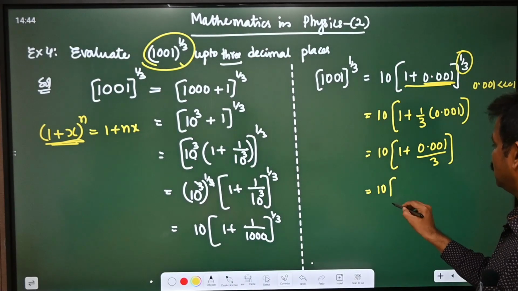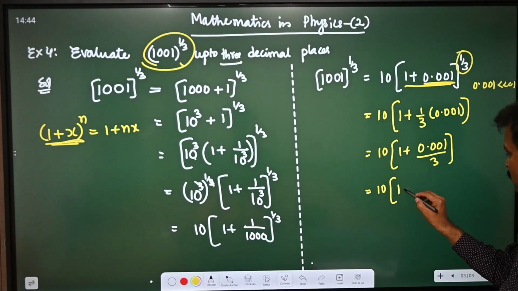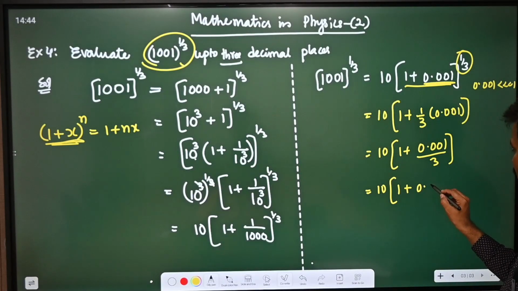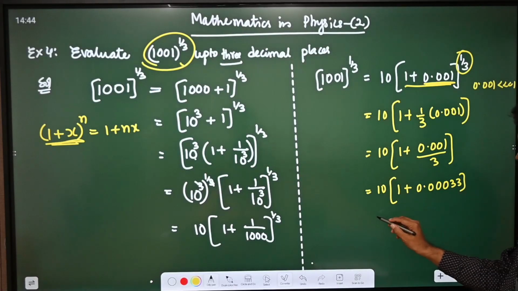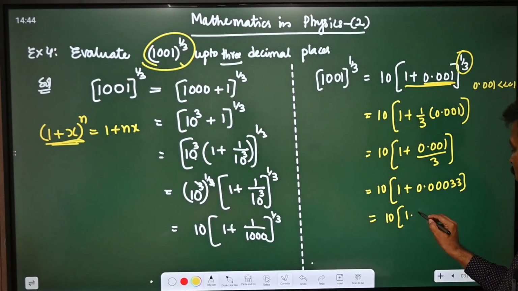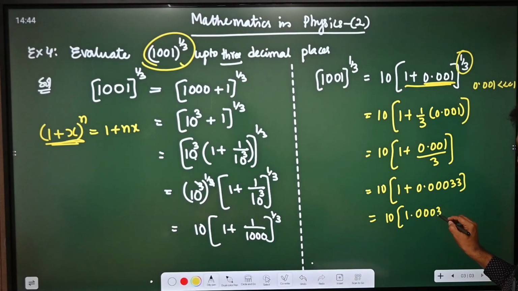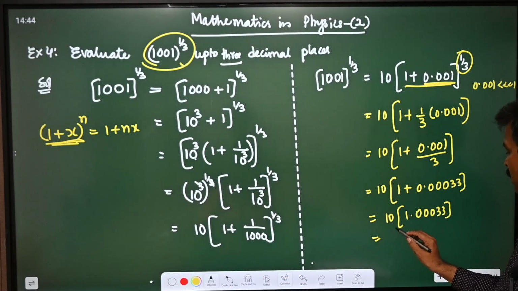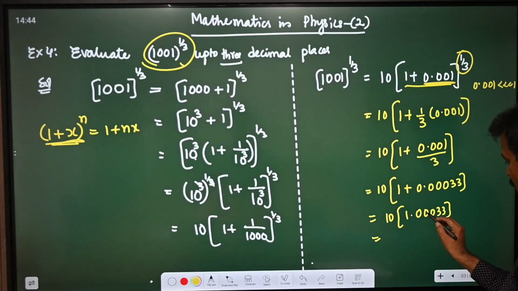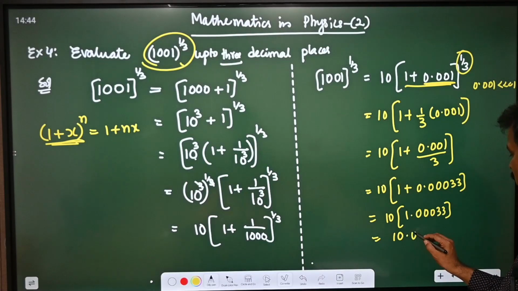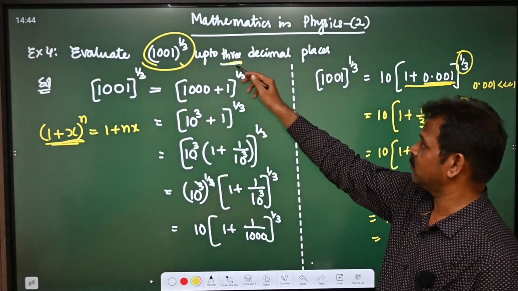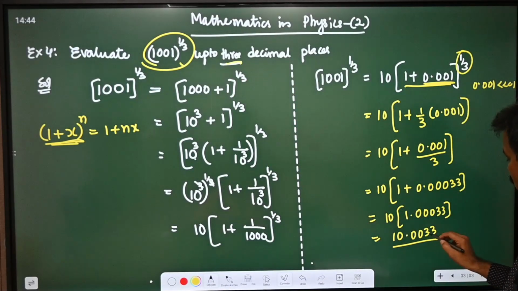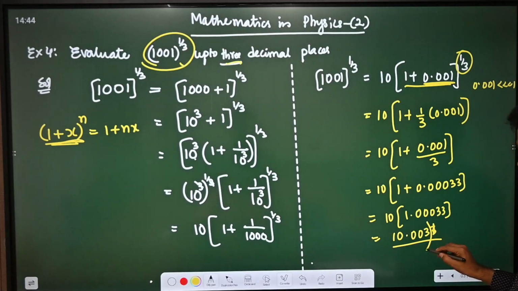This will become 10 into, now you can write this as 1 plus 0.001 by 3 is 0.00033. So this will become 10 into 1.00033, which can be written as 10 into 1.00033. If you multiply this, the decimal point will come this side: 10.0033. So minimum they need up to 3 decimals or 4 decimals. Up to 3 decimals means you can stop here. So this will be the answer for this question.